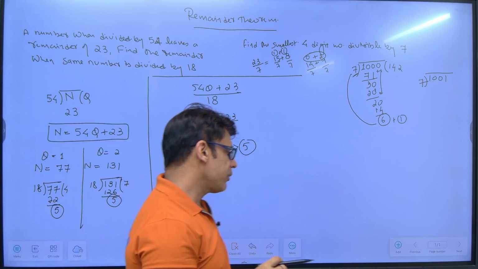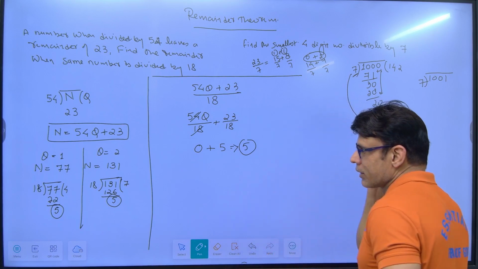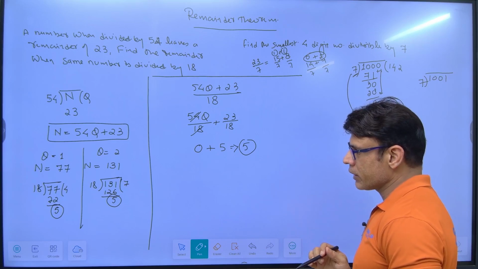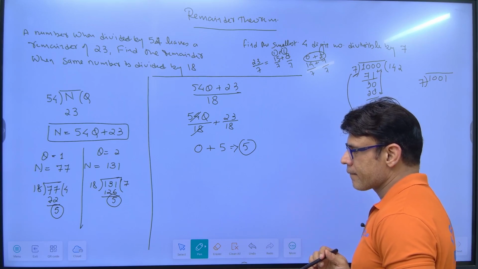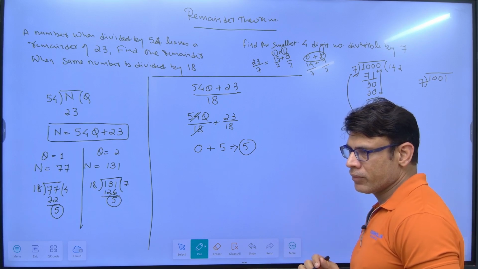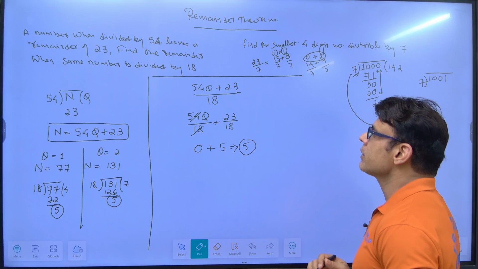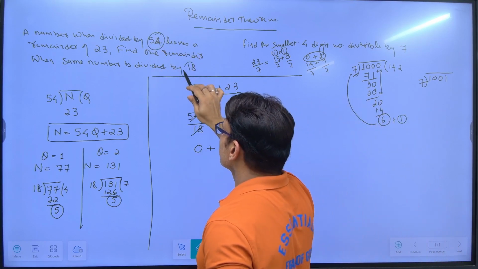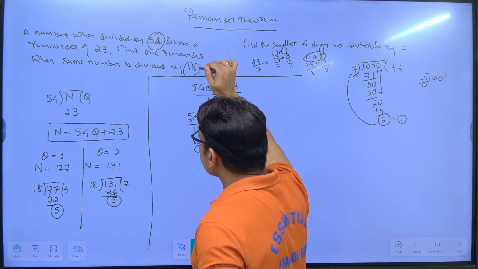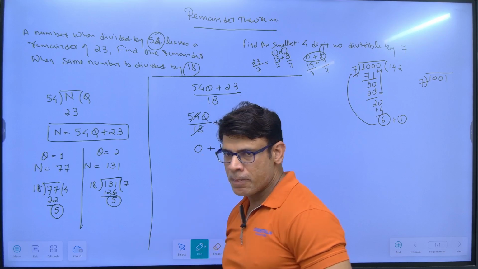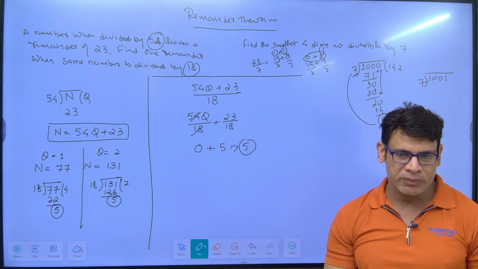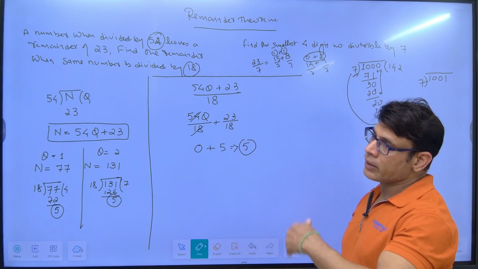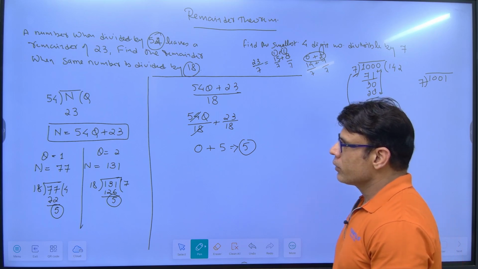Now the question is why we are getting 5 remainder in all such cases. What are the things we have to keep in mind? What is the divisor in first case? 54. And what is the divisor in second case? 18. Is the second divisor a factor of first divisor? Is 18 a factor of 54? Yes, right?